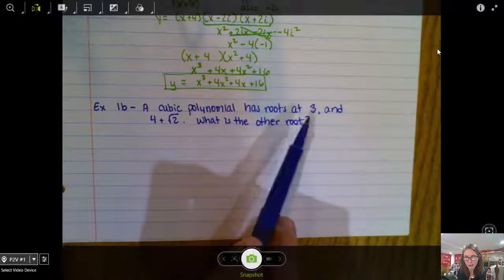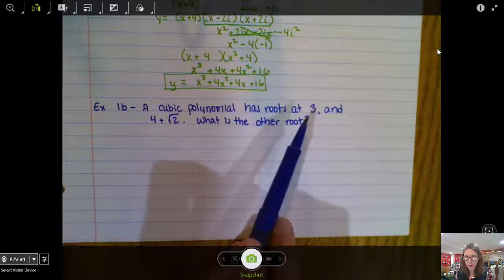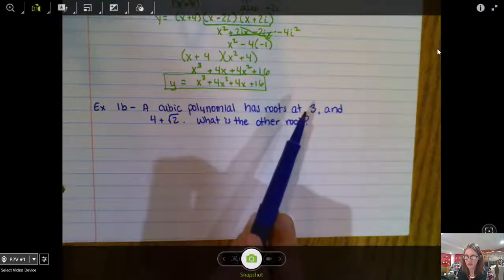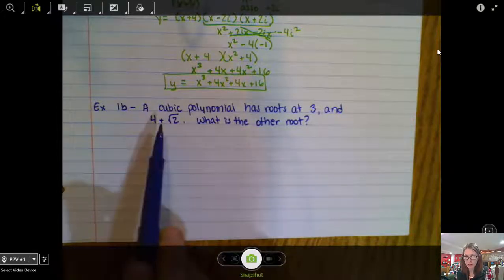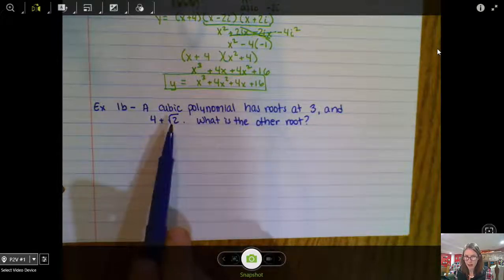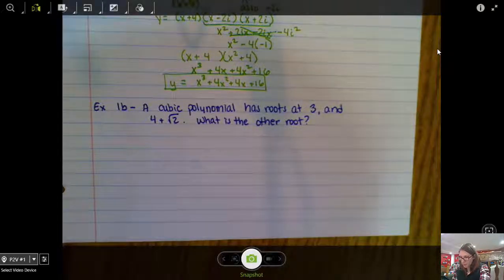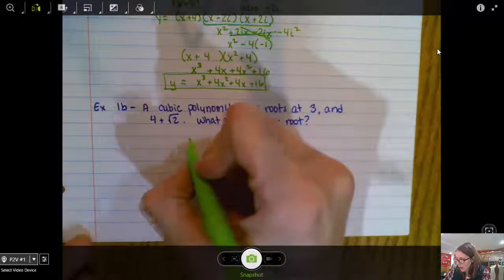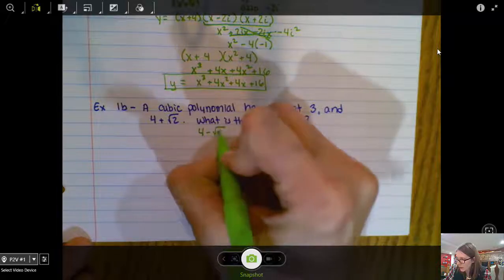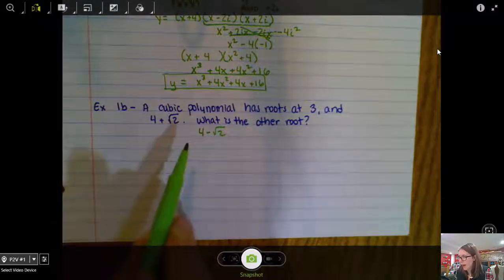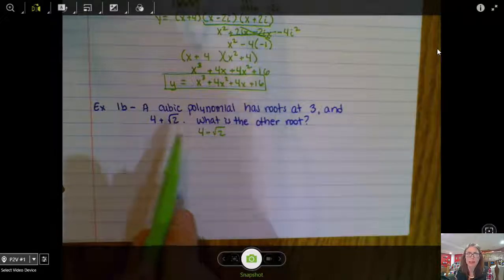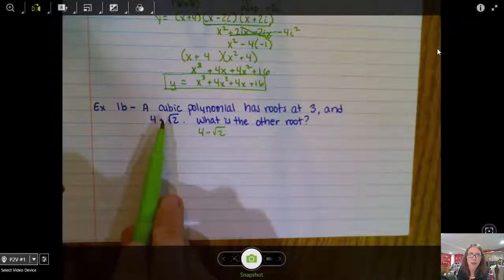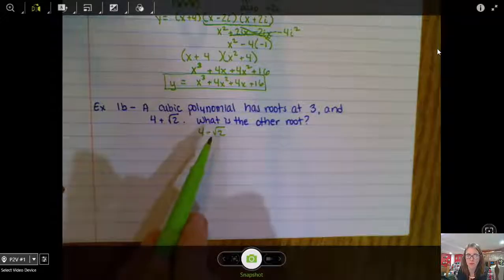Well, 3 is not a complex root and it's not irrational, so there's nothing else coming there. But if I have a root at 4 plus the square root of 2, the square root of 2 is irrational, so that means I have to have another root at 4 minus the square root of 2. And again, don't forget that this positive 4 at the beginning doesn't change its sign. The only sign that changes is the middle. Plus the square root of 2 becomes minus the square root of 2.